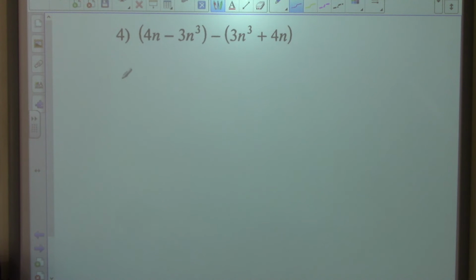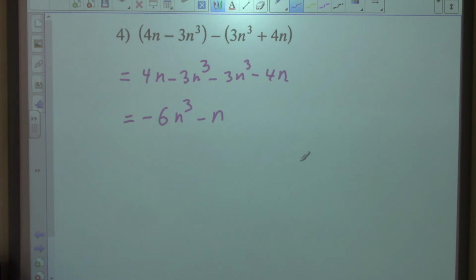All right. So I combined, I did equals 4n minus 3n cubed minus 3n cubed minus 4n. Okay, does everybody see how he came up with this business right here? Everybody see that? Okay, good. Go ahead. And then I combined the cubes. So I got negative 6n cubed minus n. Minus n? Okay.